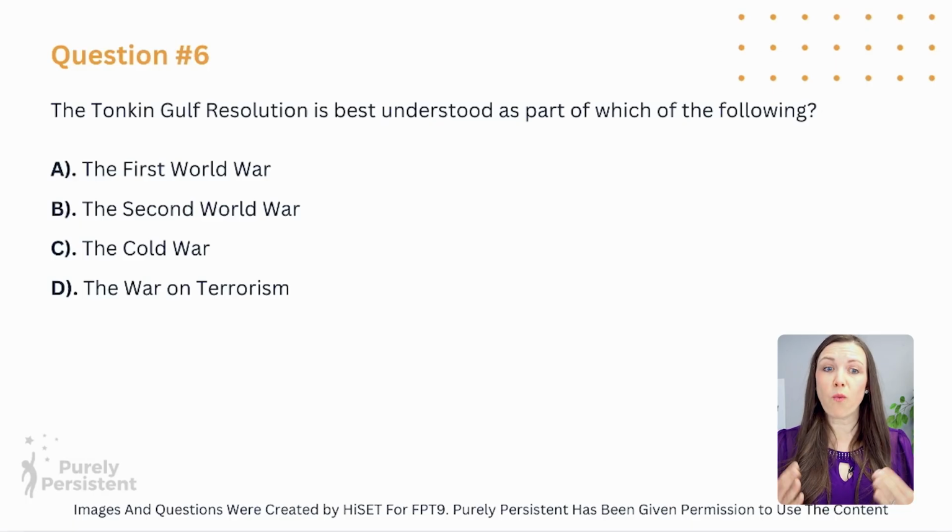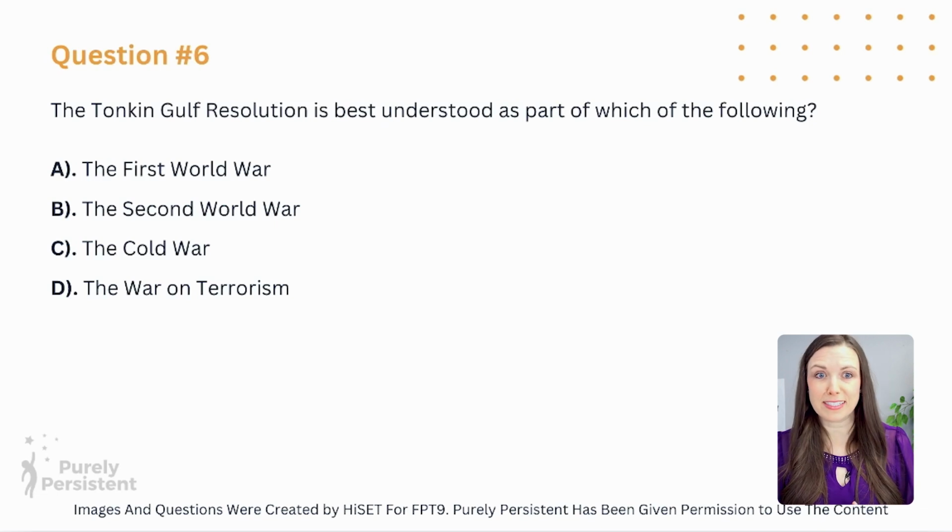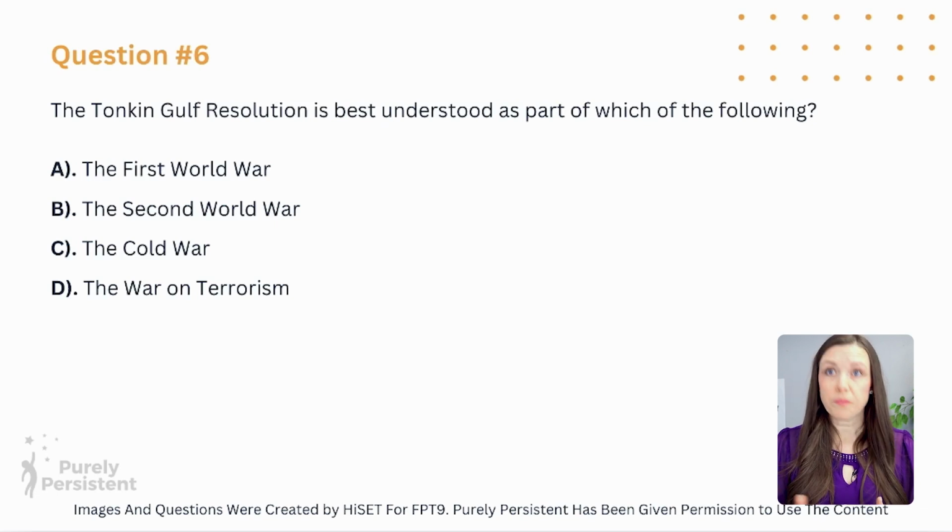So think about what you know as far as dates. World War I happened well before 1964. The Second World War, again, happened in the 40s, before. The Cold War actually spanned from like the 1950s to the 1990s. And then the war on terrorism was in the early 2000s. So just by knowing that, we easily eliminated A, B, and D.